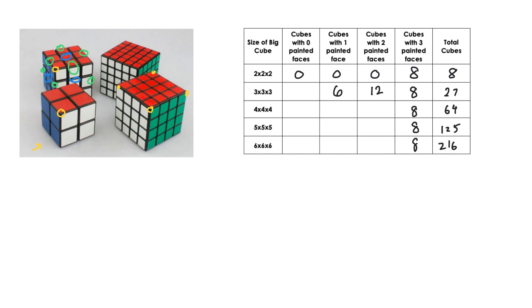Well, that leaves us with the 0 painted faces. And this is where the Rubik's analogy falls apart, because the Rubik's cube is actually hollow, but an actual cube wouldn't be.